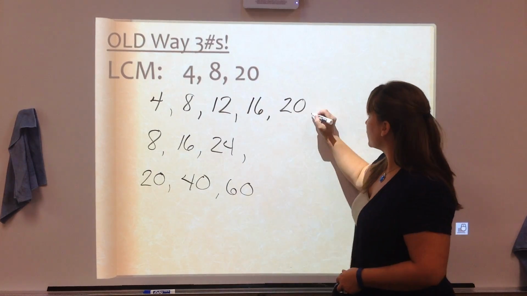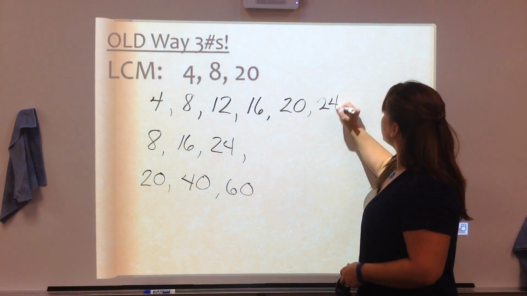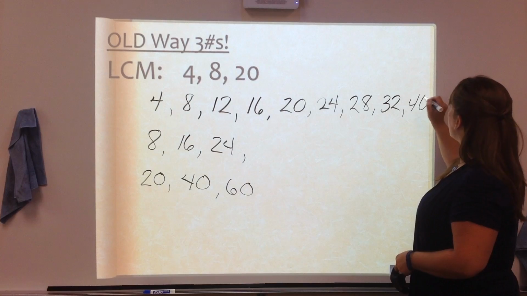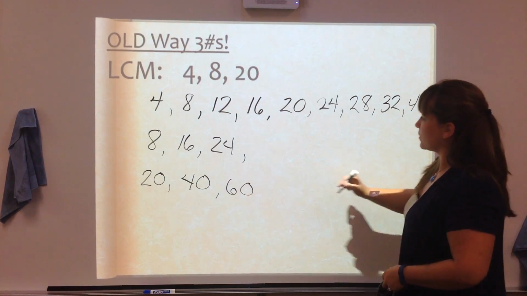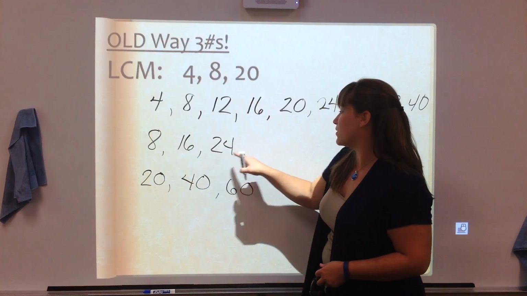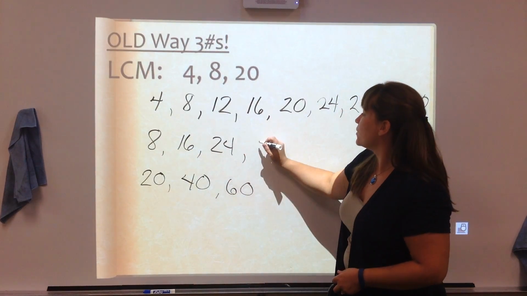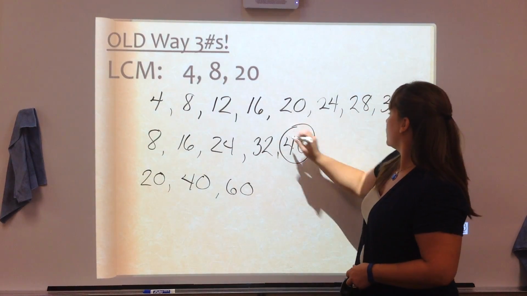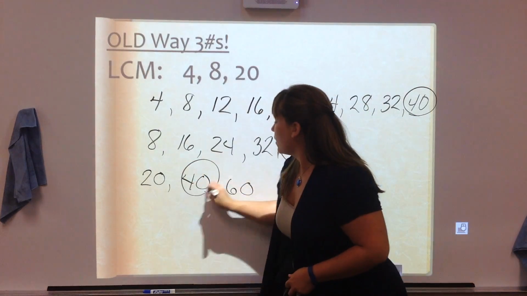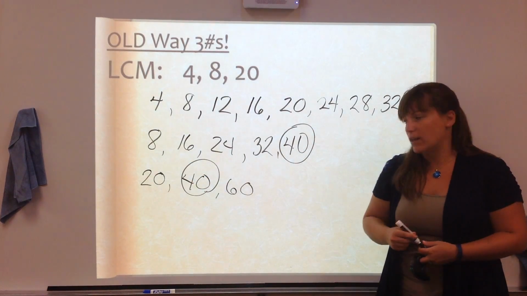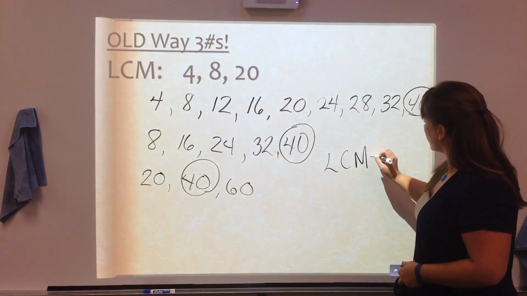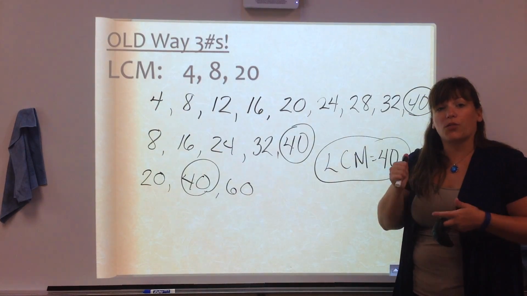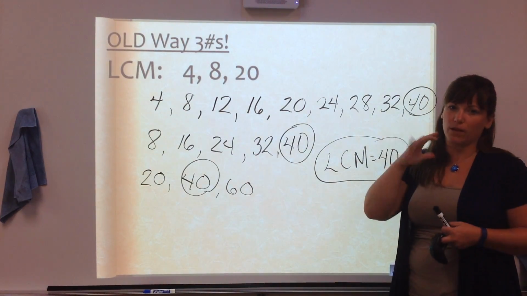Now let's keep going here. 24, 28, 32, 40. I'm liking this. I'm thinking this is going to be it. So 8 times, we left off at the 3 here. So 8 times 4. And then 8 times 5. Bingo. I found a winner in each row. So the LCM is going to be 40. Okay. So that is 3 numbers, finding the LCM, GCF, the old way.